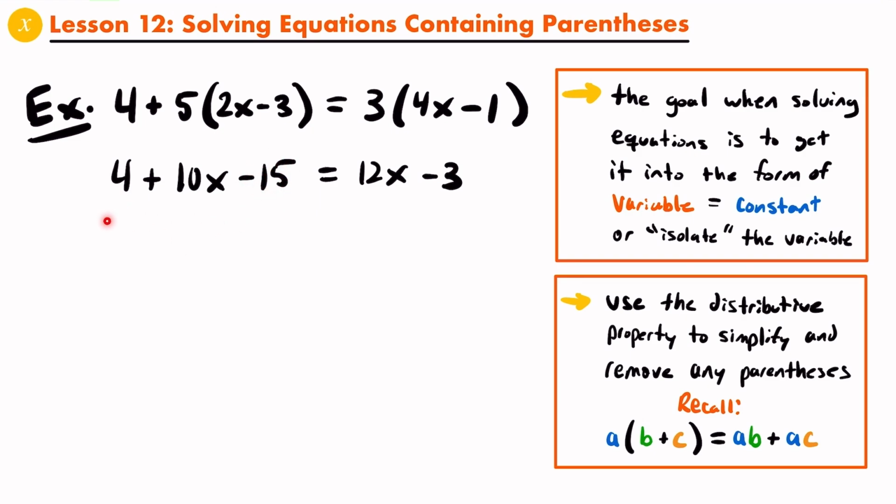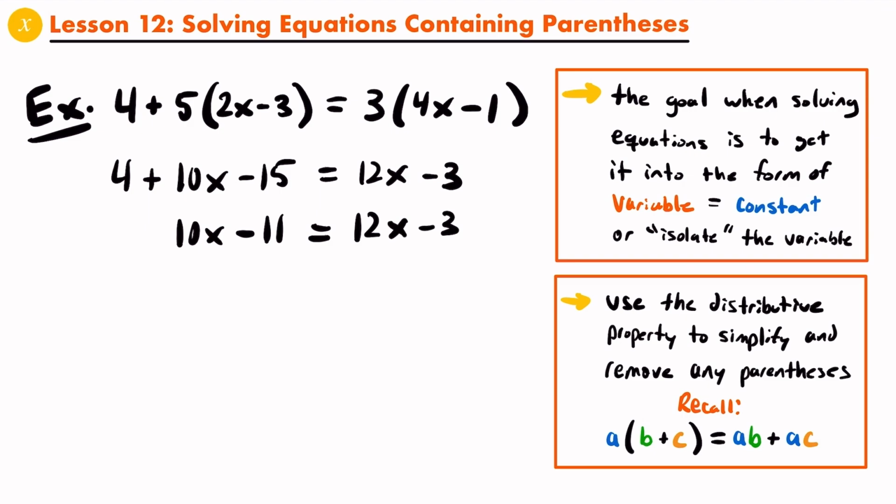Those are both constant values that we could add together. 4 plus negative 15 is negative 11. So we'd get 10x minus 11 is equal to 12x minus 3. Okay, and so now on each side of the equation, we have one variable term and one constant. This is an equation in the form of ax plus b equals cx plus d, an equation that we know how to solve from a previous lesson.